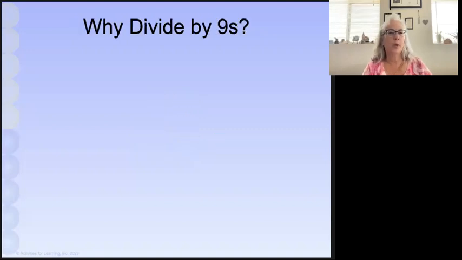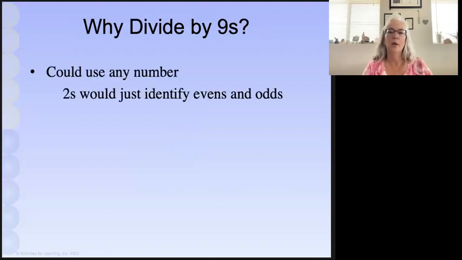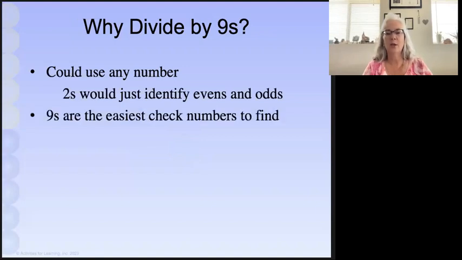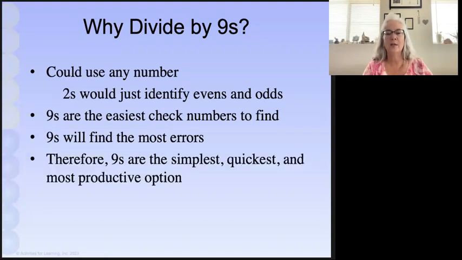Now, some of you are wondering, why do we divide by nines? Well, you can actually use any number you want to. You could use twos, but that would just give you evens and odds. Nines are actually the easiest check number to find, and they're going to find the most errors. Therefore, nines are the simplest, the quickest, and the most productive option when we're doing this.